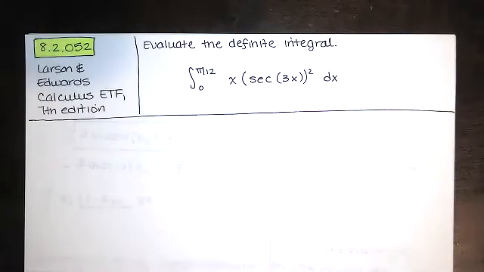In this video, we solve problem 8.2.052 from the Larson and Edwards Calculus Early Transcendental Functions text, 7th edition. We're asked to evaluate the definite integral.